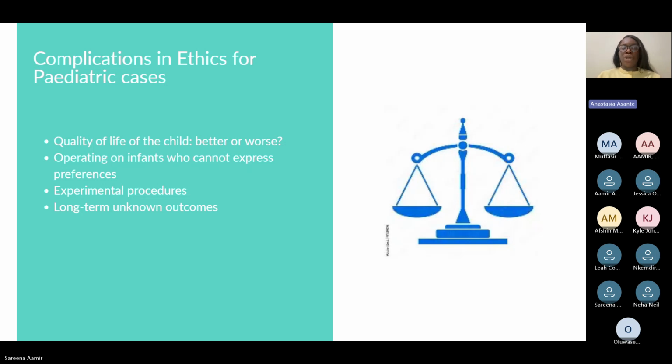We also have experimental procedures. Essentially, it's not really ethical to be carrying out procedures that haven't been done before on infants or children. So that's also a debate. And we also have long-term unknown outcomes. So the procedure that the child is going to be having, how is it going to affect their quality of life later on in the years? That's also something that's really important to keep in mind.